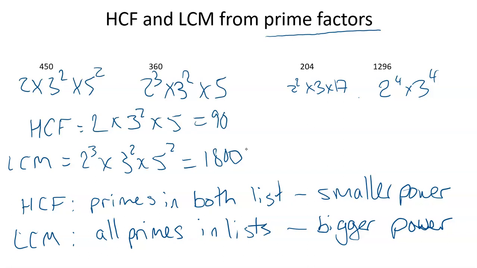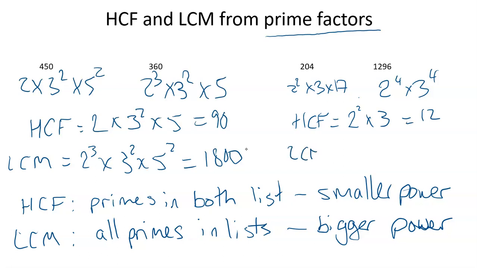Now I've got another example here, just to show you, a bit different in numbers now. They've both got 2s, they've both got 3s, but this one has a 17 that one doesn't have. So for the highest common factor, we're going to use the shared ones. 2 squared and 2 to the 4, well, 2 squared is smaller, so I'll have that, thank you. 3 and 3 to the 4, well, 3 is smaller than 3 to the 4, so I'll have that. And I don't need a calculator for this one. That's 4 times 3, which is 12.